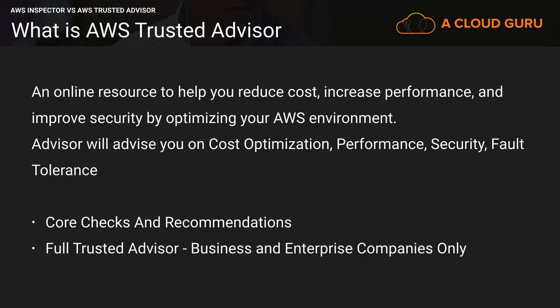Okay, so what is Trusted Advisor? Basically, it's an online resource to help you reduce costs, increase your performance, improve your security, and also improve your availability by optimizing your AWS environment. Essentially, it has 4 different things: cost optimization, performance, security, and fault tolerance. It has a whole bunch of core checks and then recommendations, and it's split into 2 different service levels.